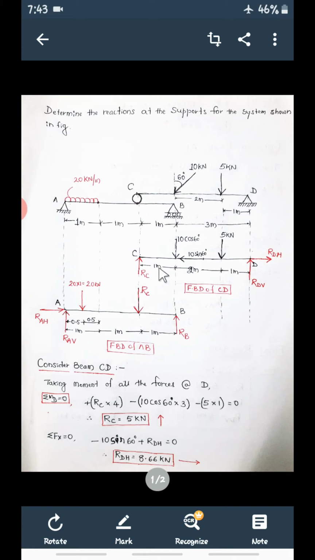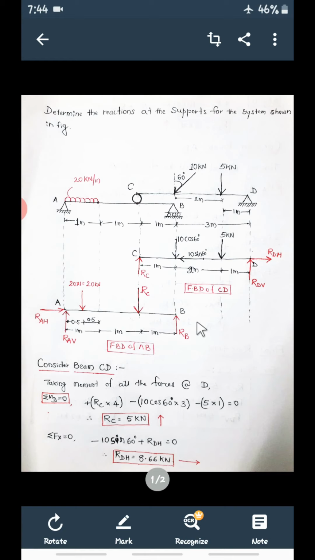Now see, if I consider beam AB first, what happens you can see here. How many unknowns are there in this beam AB? We have to find RAH, RAV, RC and RB. So totally there are four unknowns: RAH, RAV, RC and RB. How many equations are available? Only three: summation Fx = 0, summation Fy = 0 and summation M = 0.